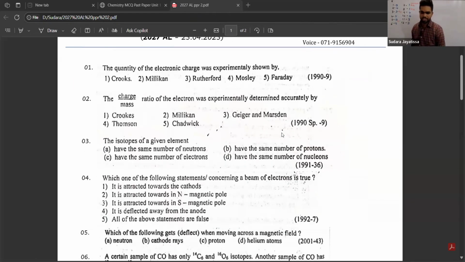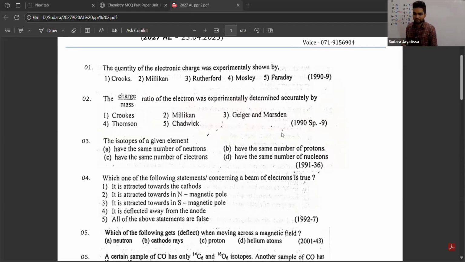So let's look at the first question. It is asking about scientists: the quantity of electronic charge was experimentally shown by whom? Who found the charge of the electron? This one we discussed in our last theory class. The correct answer is Millikan. You can write some explanation; we call that the review of the paper.